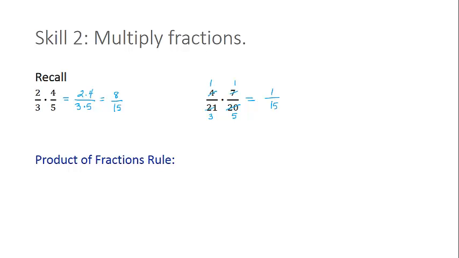So the product of fractions rule states that if you have A divided by B times C divided by D, the result is A times C divided by B times D. Of course, that's given that B and D are not 0.